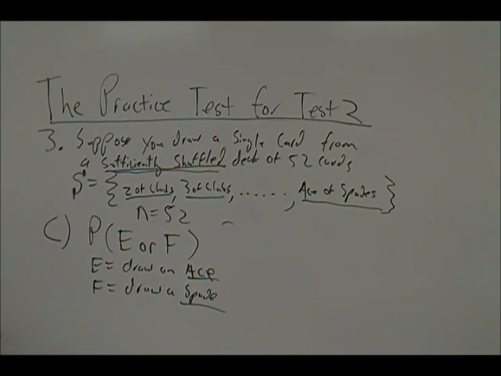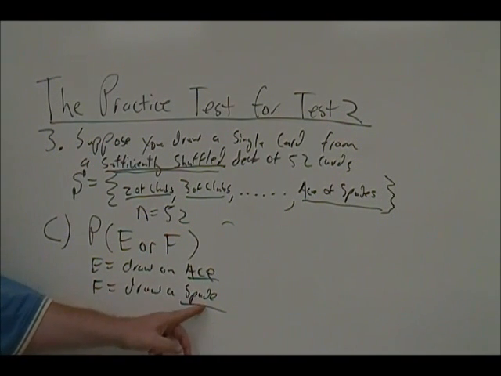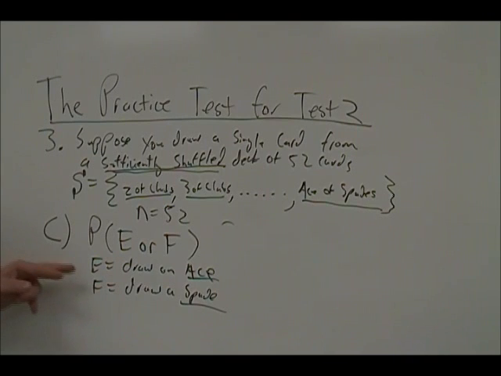Or another way to say this is, if you looked at all the simple event components that led to an ace and all the simple event components that lead to a spade, are there any common simple events between the event E and the event F? Are there any cards that are both aces and spades? And the answer is there is one card that is a simple event component for both E and F, namely the ace of spades. So there is a common simple event component. As long as there's at least one common simple event component between two events, the two events are not mutually exclusive. So that means these are not mutually exclusive events.